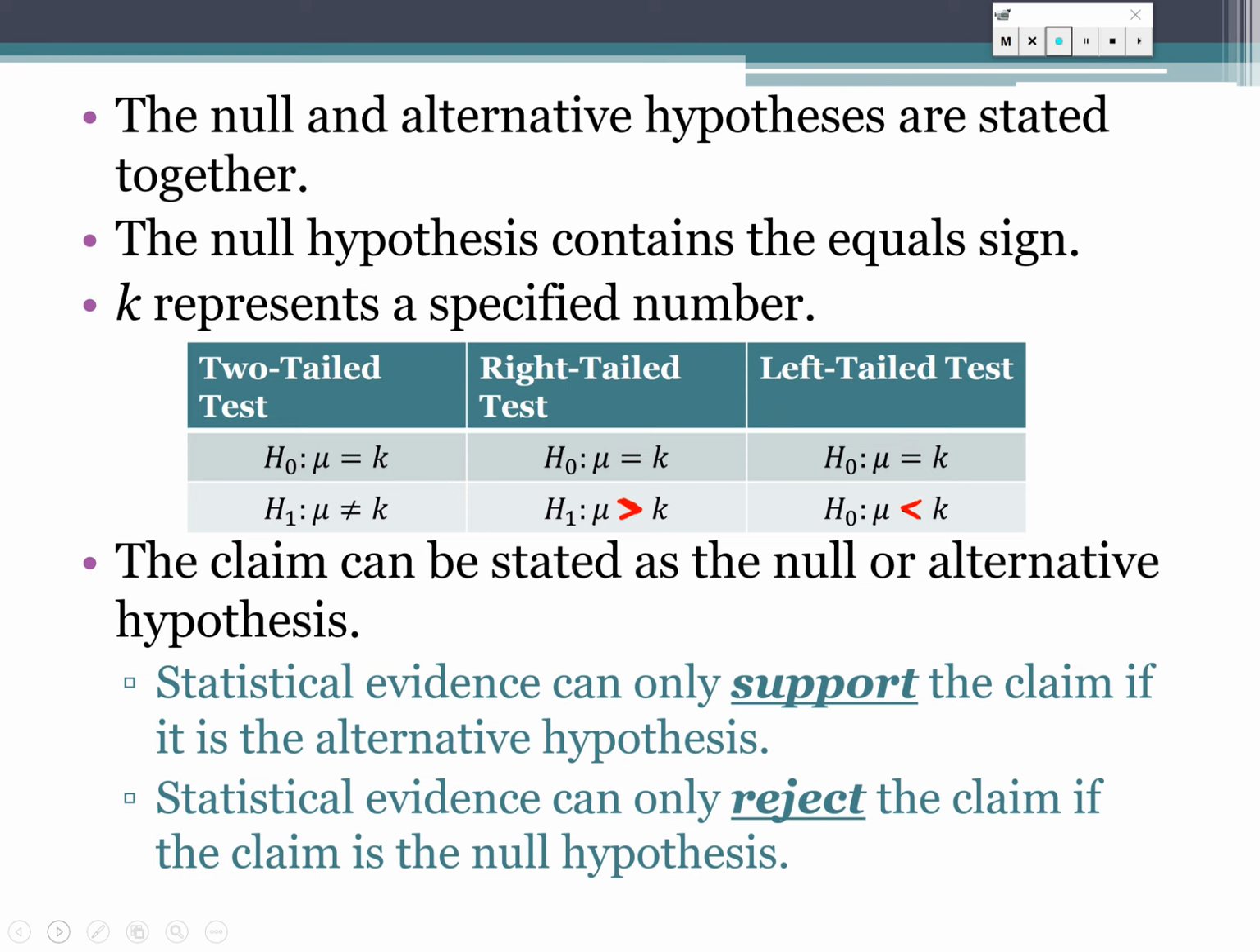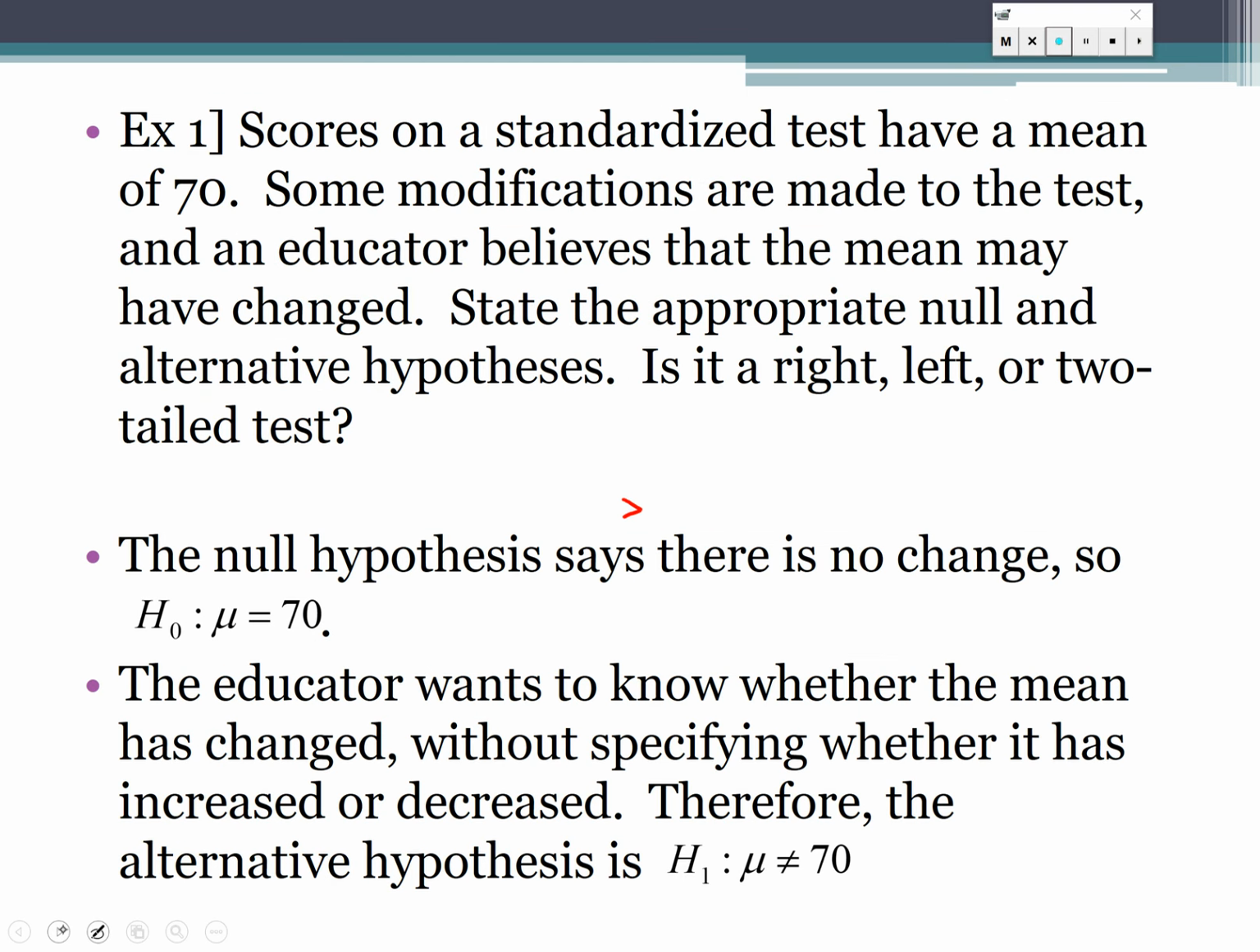And that's something we're going to see more tomorrow when we actually get into performing one of our tests all the way through. We'll see it a little more tomorrow. So let's just take a peek at our first example. This is on the handout that I gave you. We have scores on a standardized test that have a mean of 70. Some modifications were made, and now an educator believes that the mean might have changed. We want to state our null and alternative hypotheses, and then determine if we're right, left, or two-tailed test.